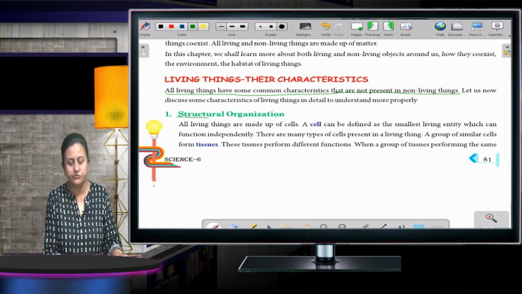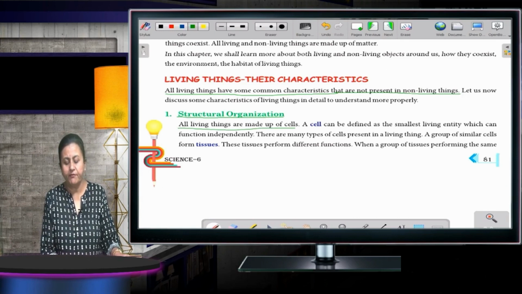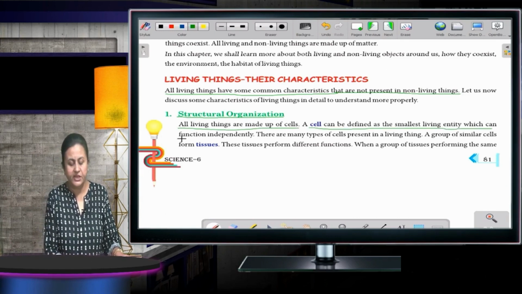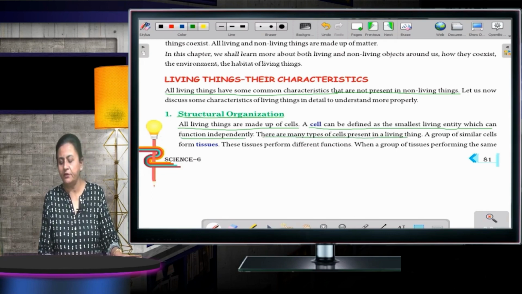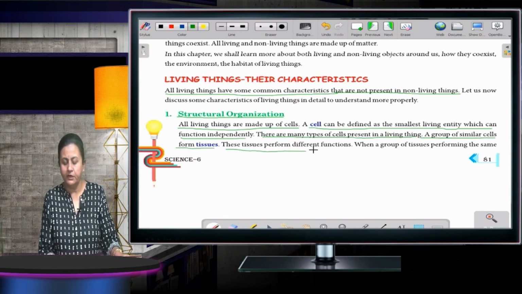Okay, first is structural organization. All living things are made up of cells. A cell can be defined as the smallest living entity which can function independently. There are many types of cells present in a living organism. A group of similar cells form tissues. These tissues perform different functions.